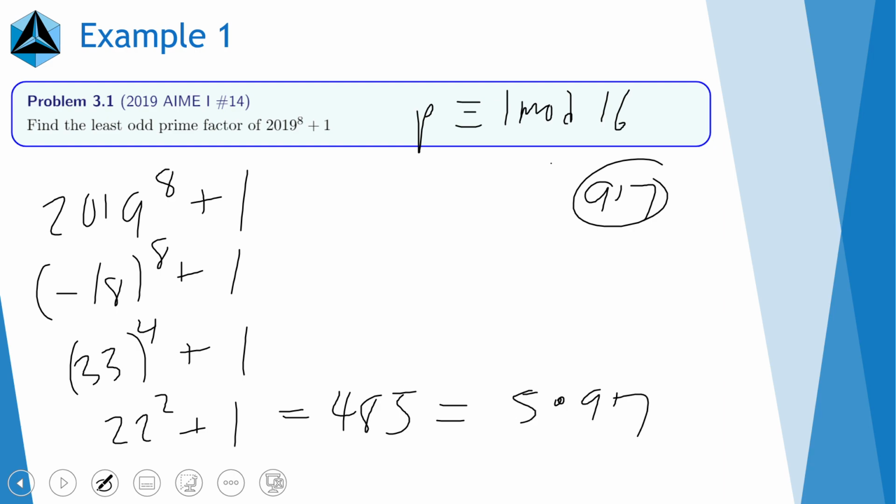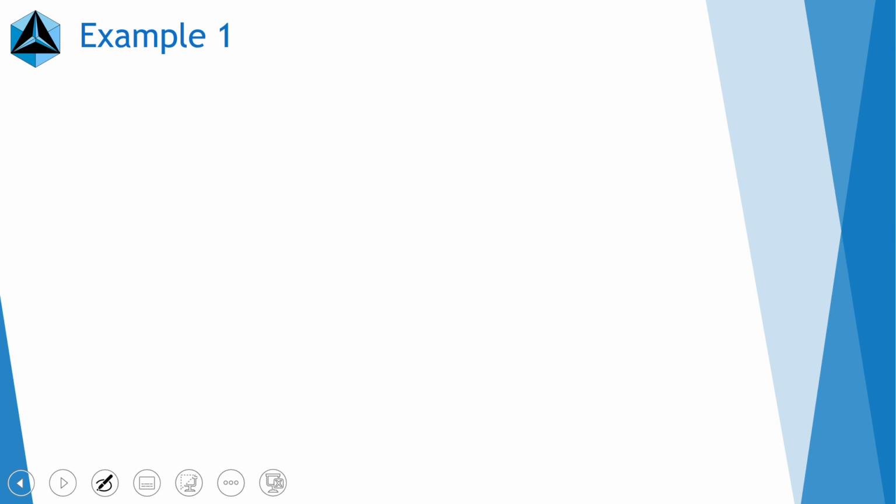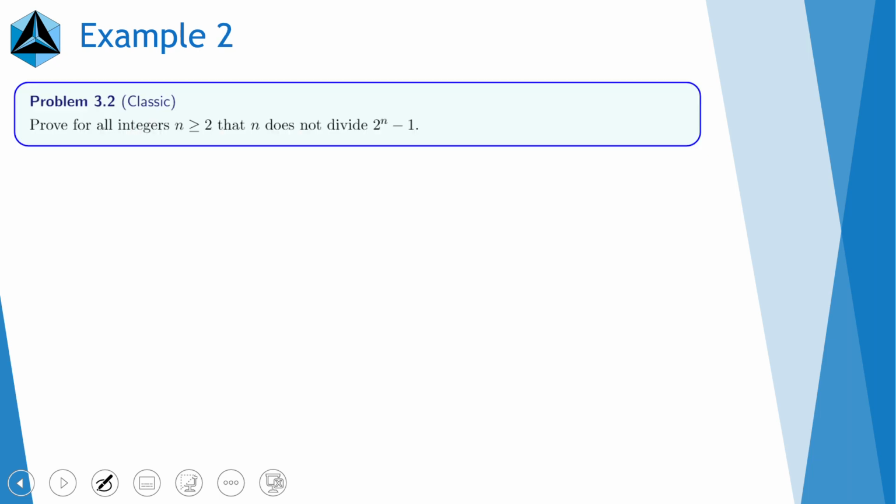So indeed, this is congruent to 0 mod 97, which verifies that 97 is a prime factor of 2019 to the 8th power plus 1. And by our process, we've checked that this is the smallest prime factor of that. So our answer is 97. So let's look at another example.